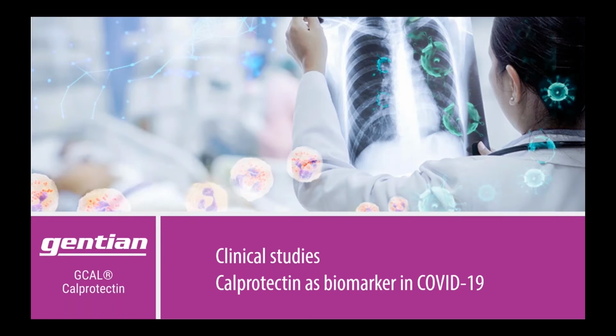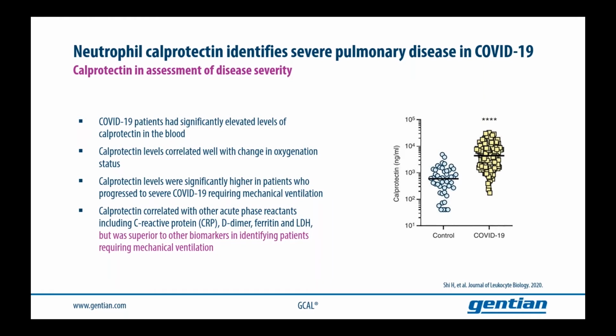Several studies have shown the value of calprotectin in differentiation between mild and severe form of COVID-19, as well as in risk stratification and prediction of need for mechanical ventilation, admission to ICU, organ failure, and mortality. I will now present results from some of these studies. One of the first studies about calprotectin in COVID-19 was published by Shi and colleagues in Journal of Leukocyte Biology, demonstrating the value of calprotectin in differentiation between mild and severe form of the disease.